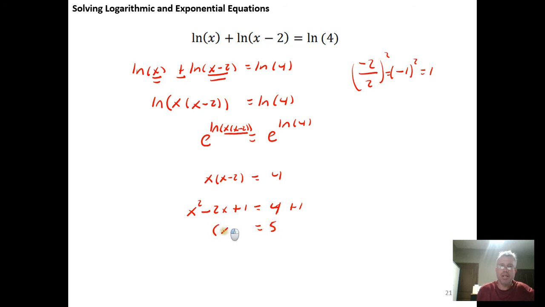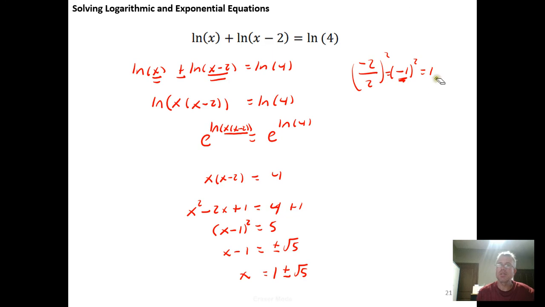Whose square did I complete? I completed the square generated by squaring an x minus 1. Minus 1 is the thing that got squared, so here's my minus 1. I take the square root of both sides. I go plus or minus the square root of 5, x minus 1. And then add 1 to both sides, so I get 1 plus or minus the square root of 5.